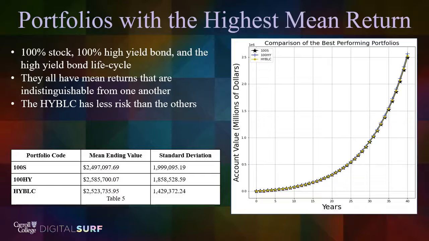So the most interesting part from Table 5 that we can see is the risk, or the standard deviation, of these portfolios. We can see that the standard deviation of the high-yield bond life cycle is much lower than the other two. This is very cool to see since we often see return and risk go hand in hand, but this high-yield bond life cycle breaks that norm.